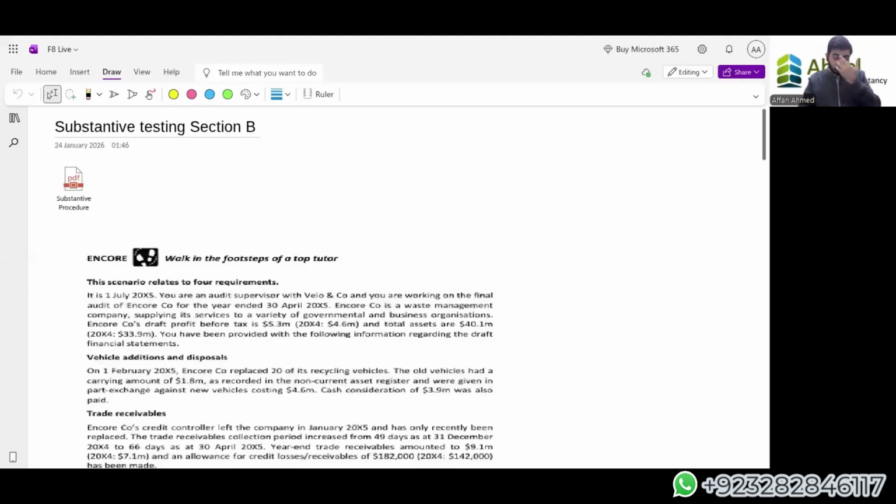Okay. So today's session is focusing on substantive testing, mainly drafting questions. Many people are facing difficulty in substantive testing. They are not able to grasp where to start and where to end, how to write or draft points, or how to go about the layout of the answer.